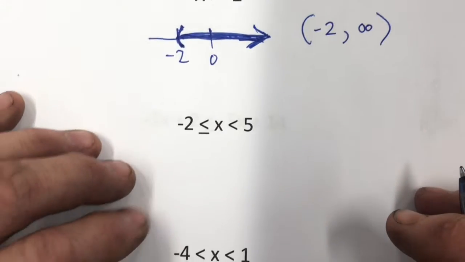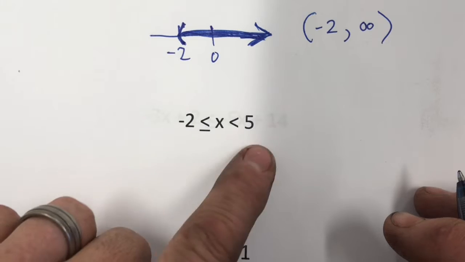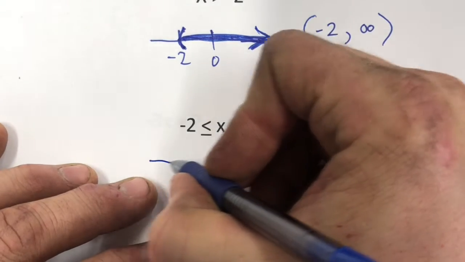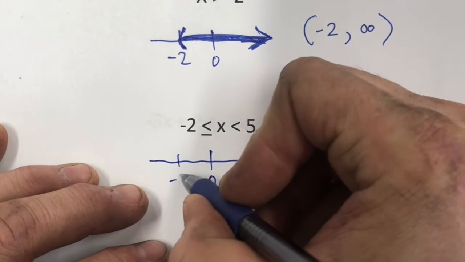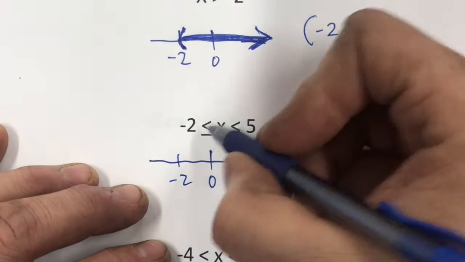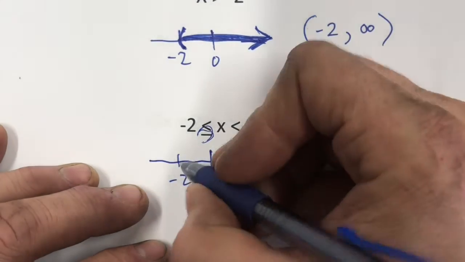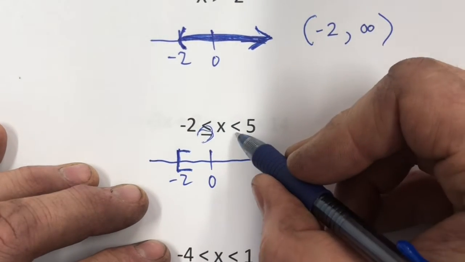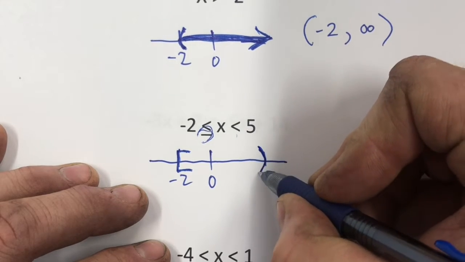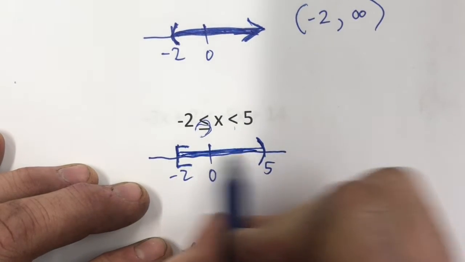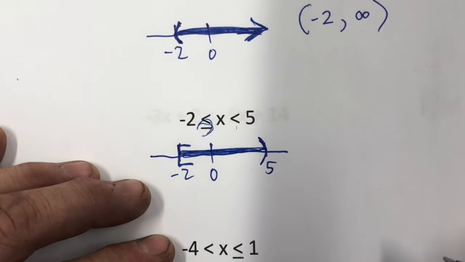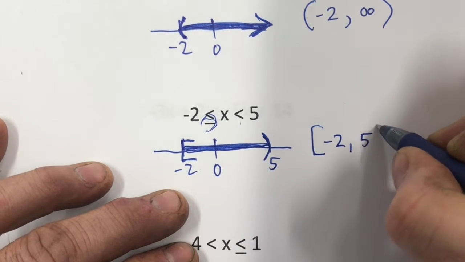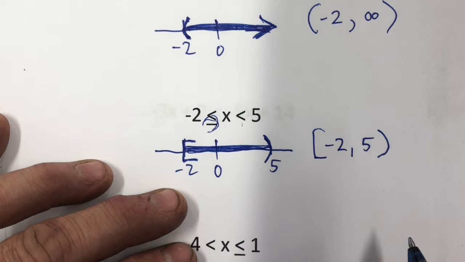Now on this one, x is between these two values. If I draw my number line, here's 0. I've got negative 2 here, I've got 5 here. And notice how there's an equal to for the negative 2, which means it's going to have a bracket at the negative 2. At the 5, it does not have the equal to line, which means it does not include 5, so I put a parenthesis. And then it's going to be a line connecting them like that. Now, if I do the interval on it, negative 2 is the low, 5 is the high, and that's how it would be as an interval.